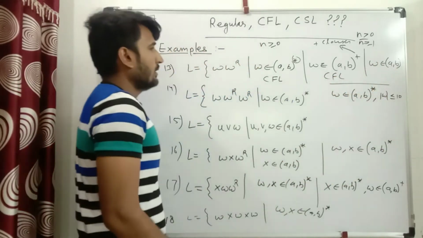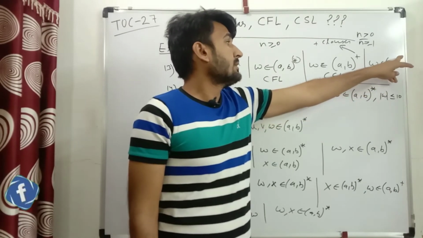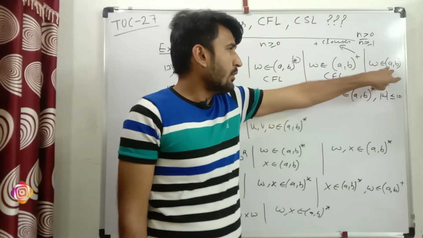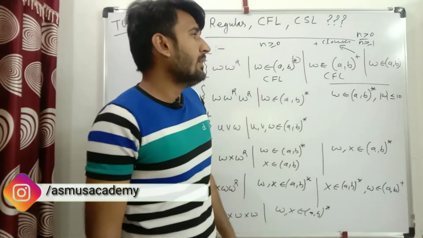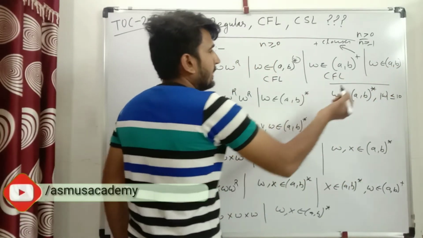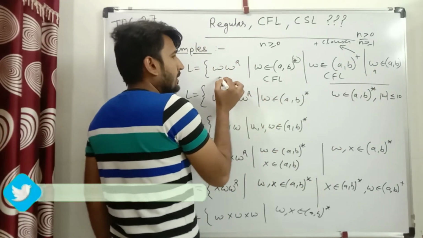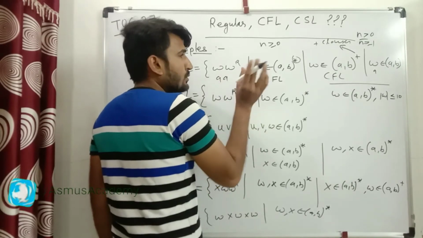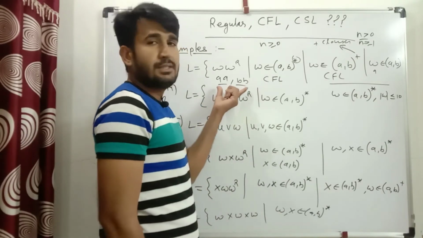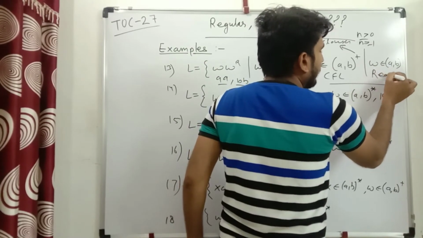Tell me which type of this language. W belongs to (a comma b). See, there is no plus or asterisk or star. So there is only one length string. If W is A, then what type is this? W and W. There are two strings possible, A and B, which means this is a finite language. So a finite language is always regular.